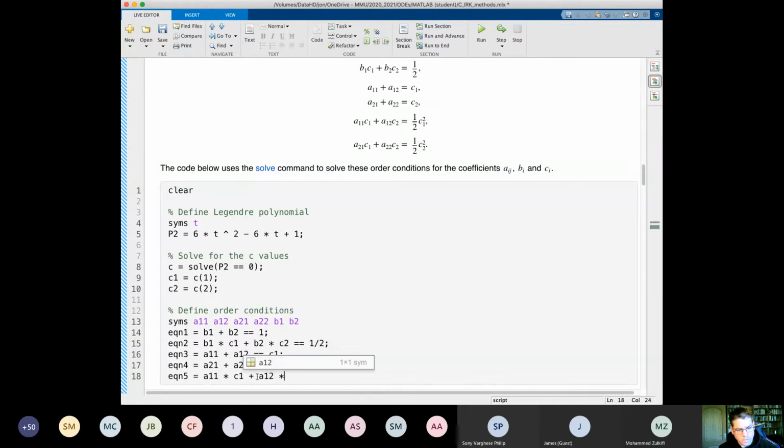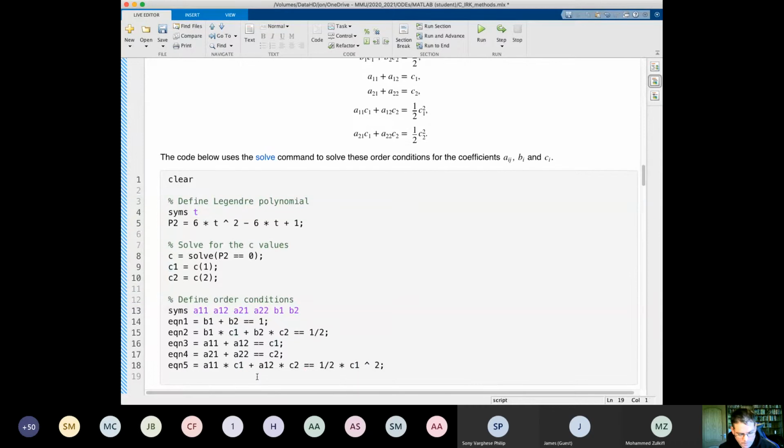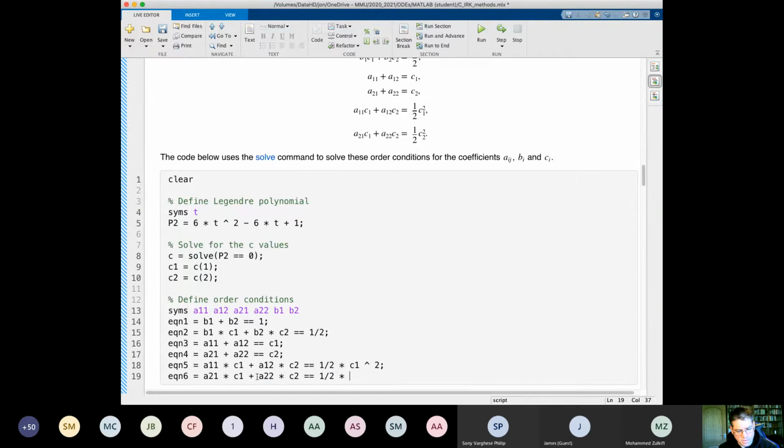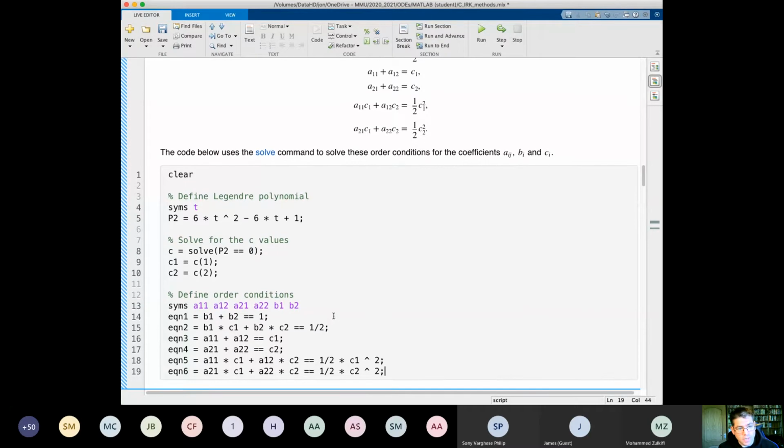What I'm going to do is, when we look at the further examples, I'm going to copy and paste all of this, so I don't have to keep typing it out, and you don't have to keep watching me type them out. So A21 times C1 plus A22 times C2 equals 1/2 times C2 squared. Now hopefully I've got those all correct. I'm going to double check them. Okay, we'll find out in a minute if I haven't got those correct.